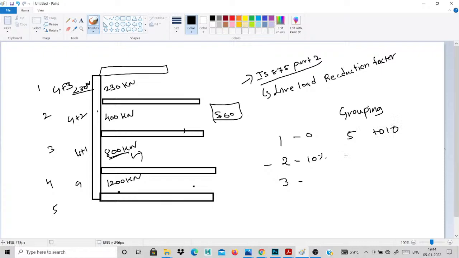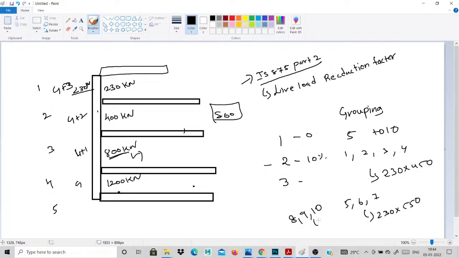The first one, 1, 2, 3, 4: four columns are there. The four columns are the same size, 230 by 450. Next 5, 6, 7: these are all 230 by 550. Next one, 8, 9, 10: these are all 230 by 600. See, this is the grouping.